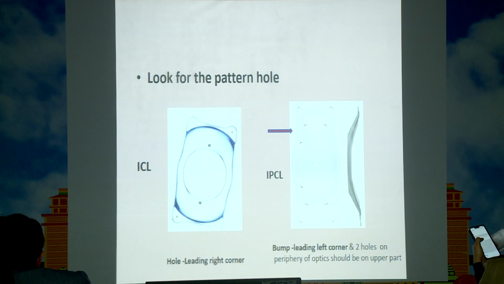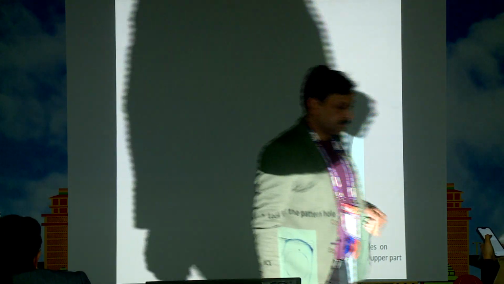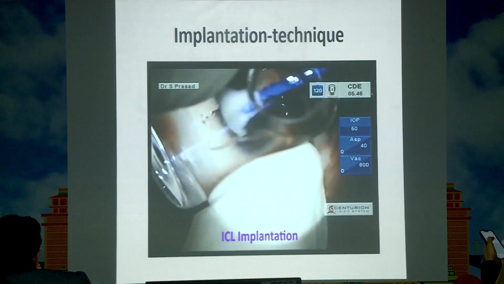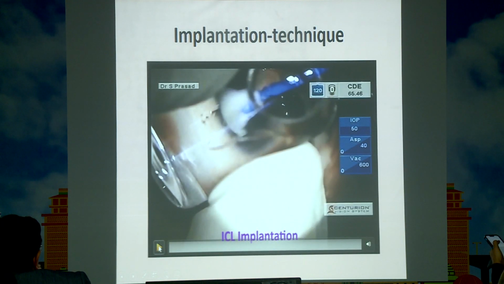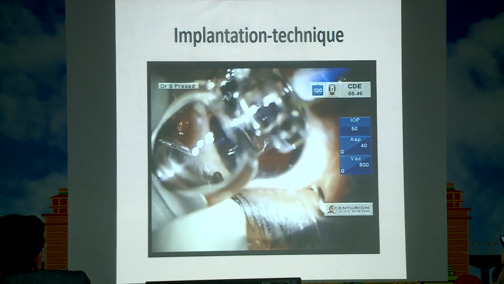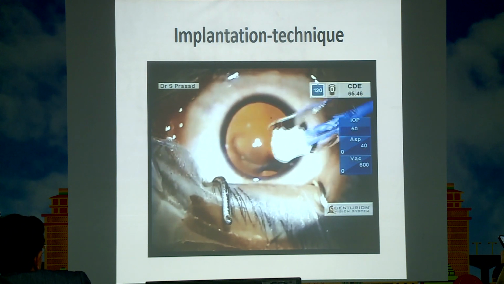There are some marks on the lenses. Like the prototype ICL lenses, there is a hole in the leading right side, and in the IPCL there is a bump on the left side with 2 holes which should be placed in the superior part. So for the implantation technique, one has to carefully pay attention to the loading of the ICL and IPCL, so that you do not land up in a problem.